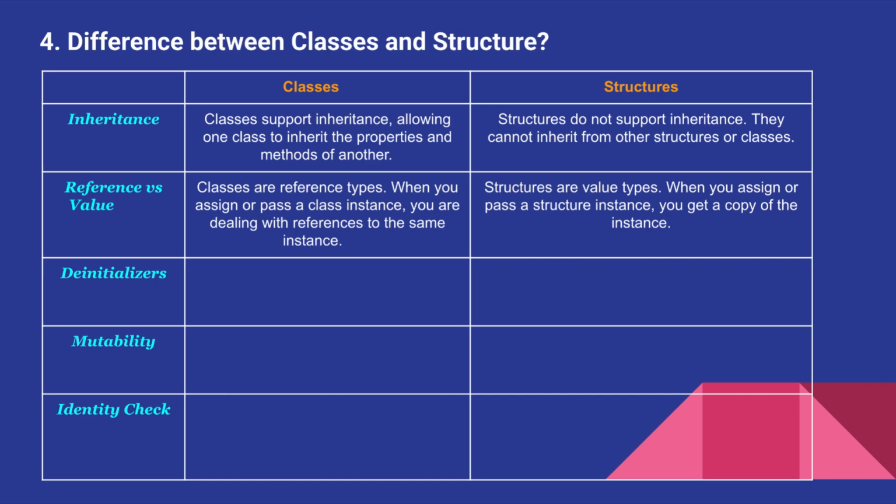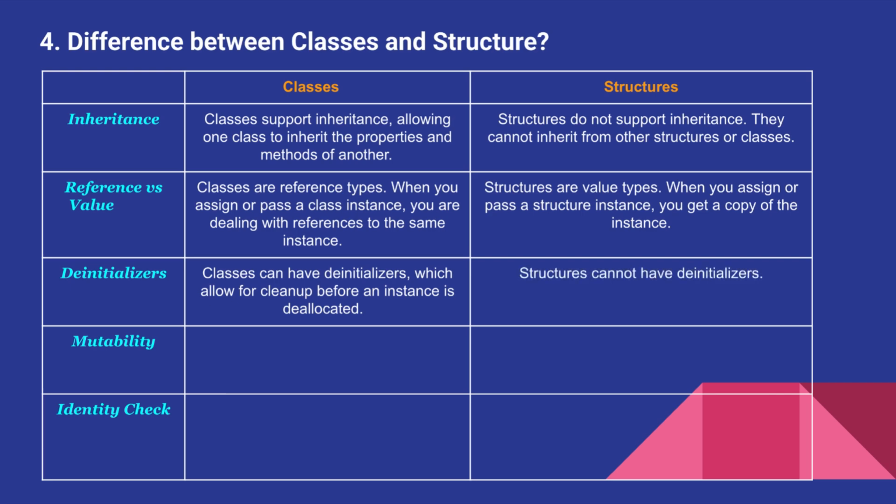This brings us to their lifecycles and deinitializers. Because classes manage shared reference counts on the heap, they can use a deinit block to clean up files, networks, or custom resources right before the instance is deallocated from memory. Structures don't have pointers or reference counts. They live on the stack and disappear instantly when they go out of scope, so they cannot have deinitializers.